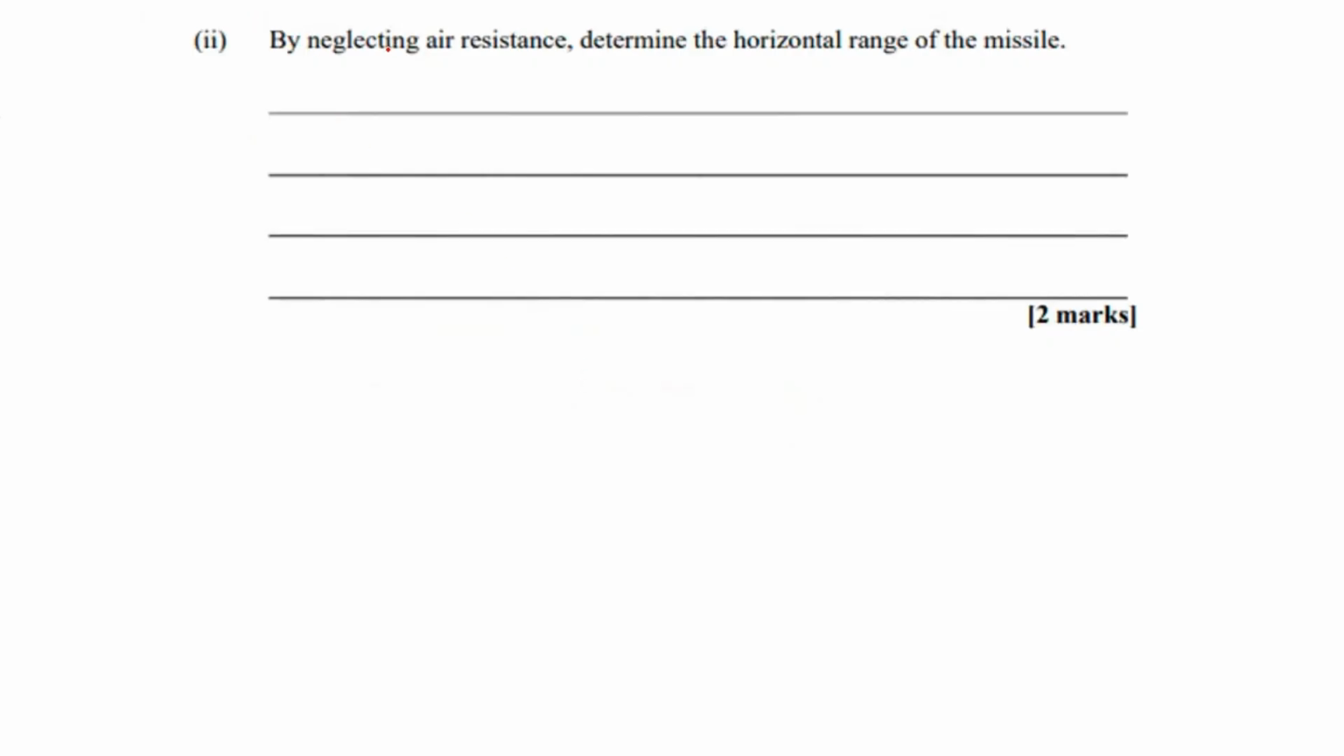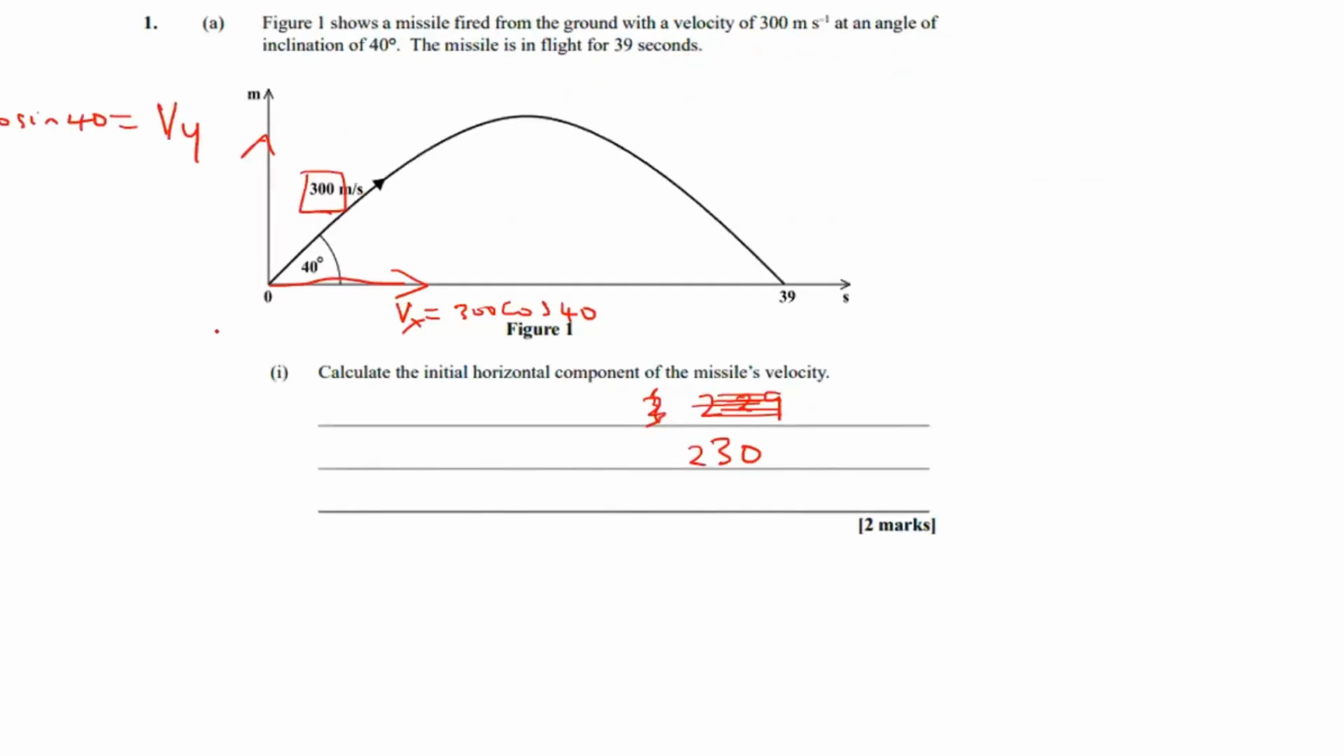Now this says, with negligible air resistance, determine the horizontal range of the missile. You see, in these cases, we have what we call a parabola. Whenever we have the parabola type of projectile motion, meaning that it starts at the same level and ends on the same level, it starts here and comes back down to the same ground level, that type of system is the parabola type of projectile motion.